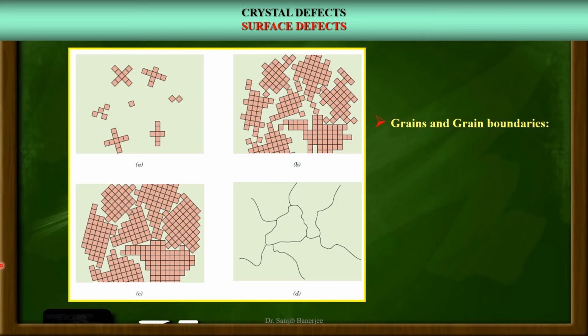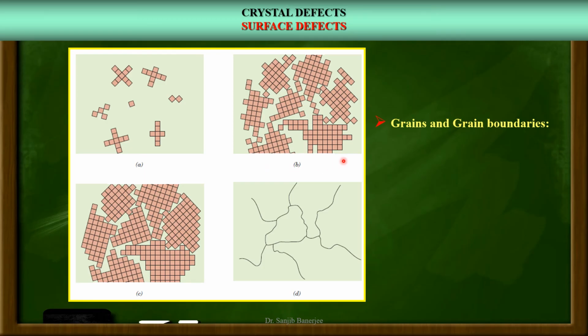After the line defects, we study about the surface defects. One of the most important examples of surface defects is the grain boundaries. So, to start with, let us first study about how the grains and the grain boundaries are formed. The first figure shows the stage of nucleation, where the atoms are clustering together to form the grains and to form a particular crystal structure of a given material.